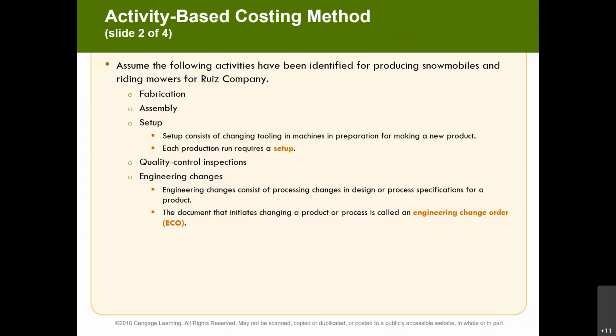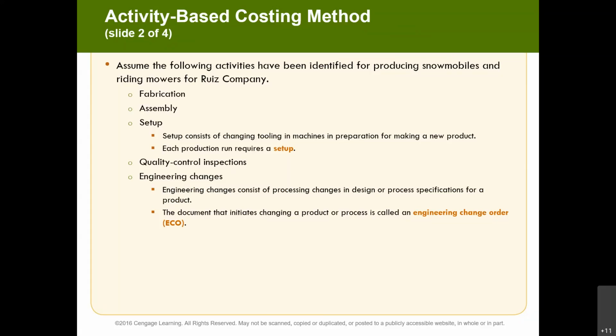And then there are engineering changes. This is where the overall design of these products, for example, a snowmobile or riding lawnmower, is continually improved over time. And so this causes what we call engineering changes. In order to issue an engineering change, there's a document called the engineering change order that is used to initiate changes in a product or a process.